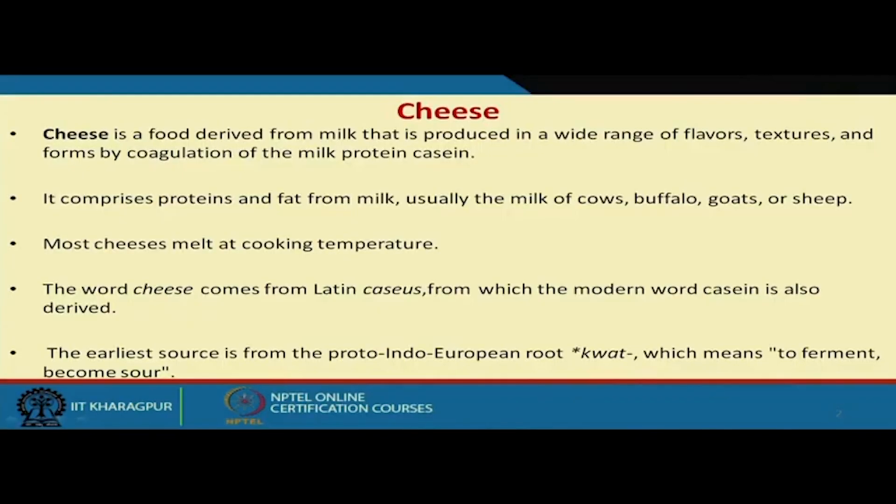First question is, what do you mean by cheese? Cheese is a kind of food product through which we can preserve the milk protein and fat for a longer period of time. Now the question comes how? Because as you know, the milk protein and fat are very good for human health, but we cannot preserve them in the form of milk for a longer period of time. Even if you do pasteurization, after some time that milk will be spoiled.